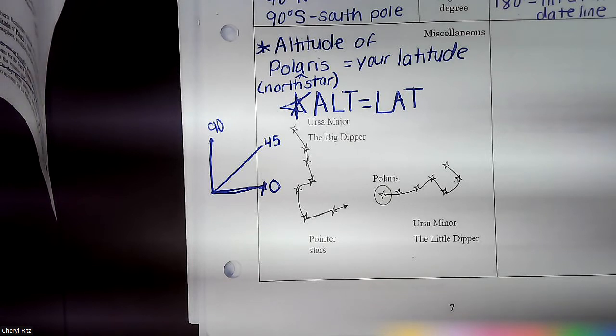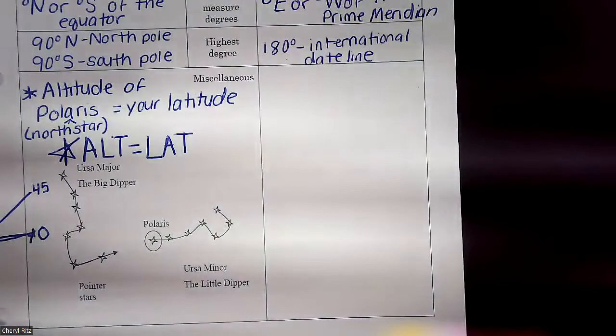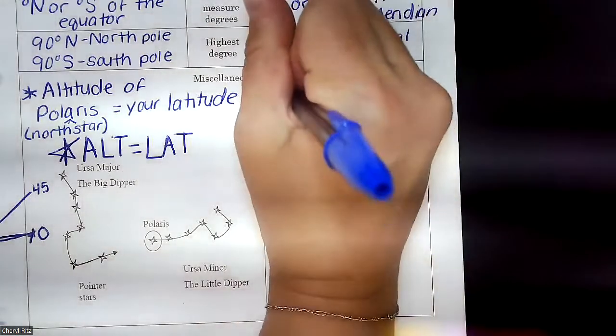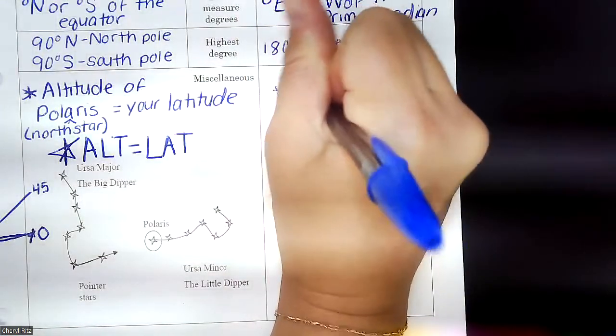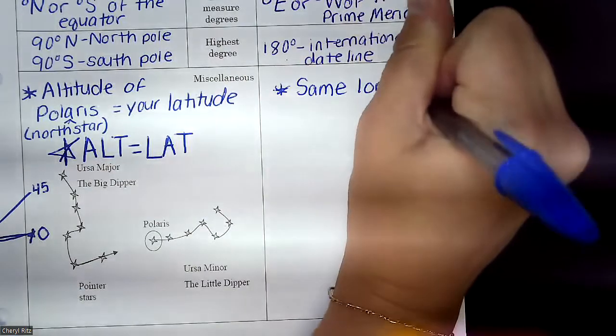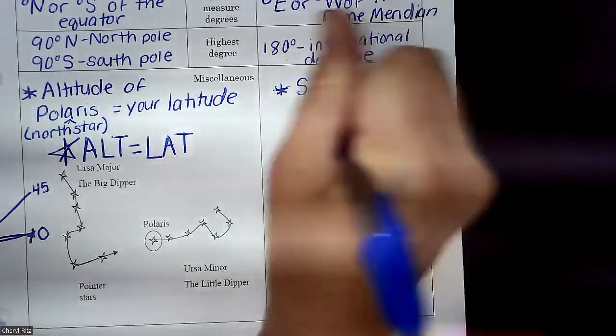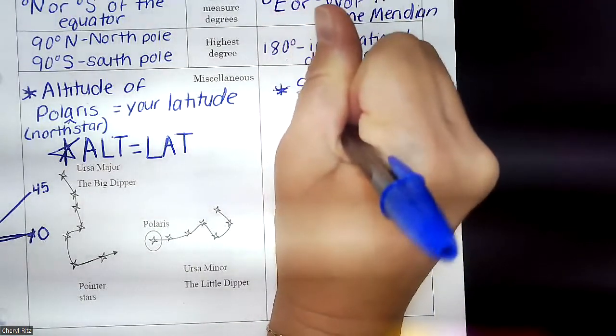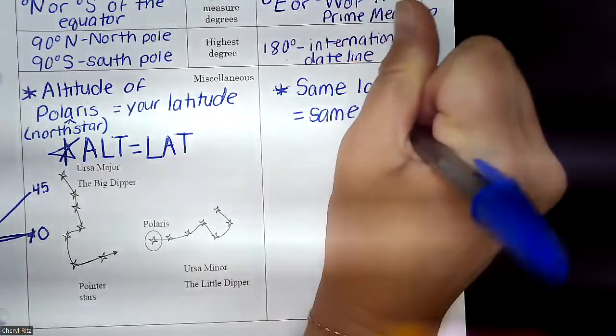Longitude is a little bit trickier to figure out, and we don't even need to know all the details right yet. But one thing I want to do for the miscellaneous for longitude is: same longitude equals same time.